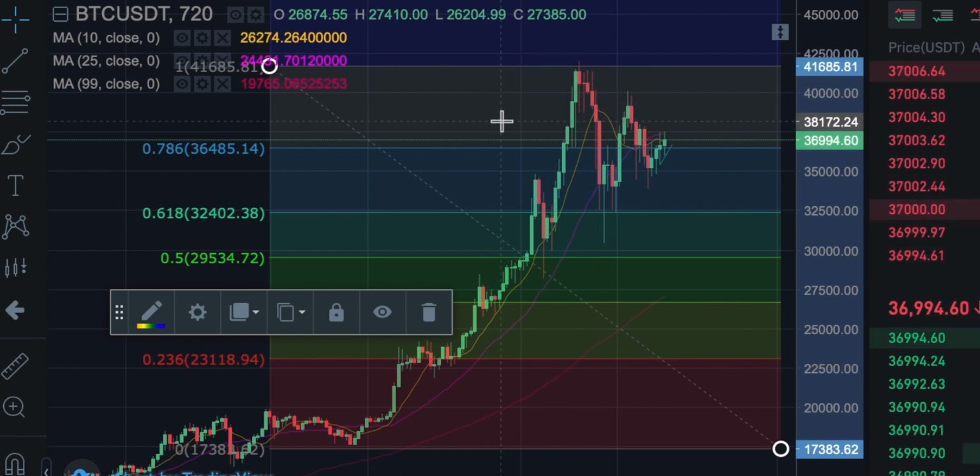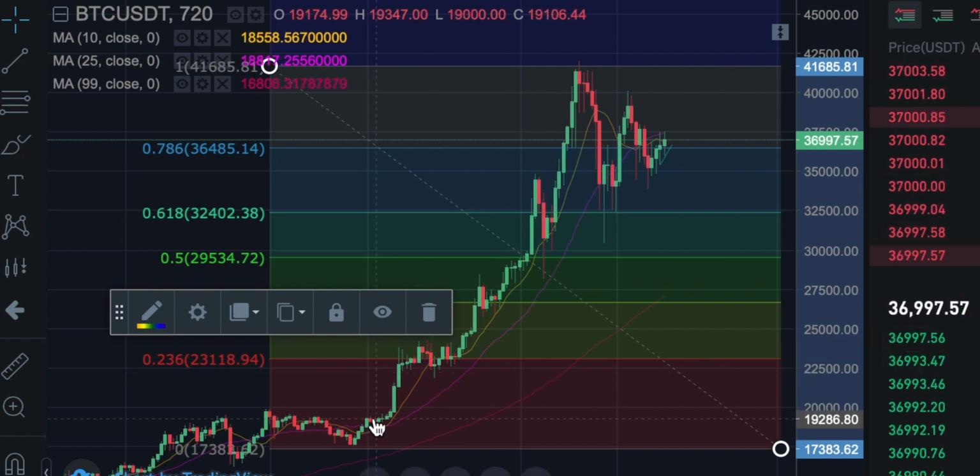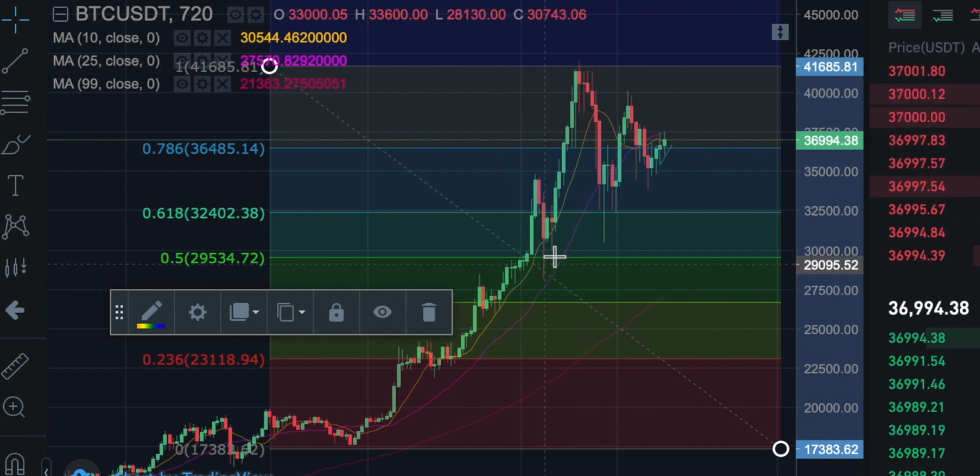So I think they're 24%, 38%, 50%, and a few more as well. But it's supposed to give you areas of support for the downside and resistance for the upside. Like I said, with the Bitcoin chart, it's kind of difficult to do right now. But if you can see this as the high, and then you can see some different trading ranges here.